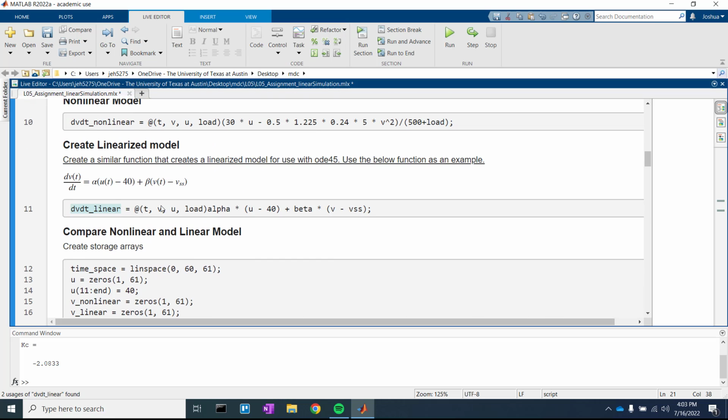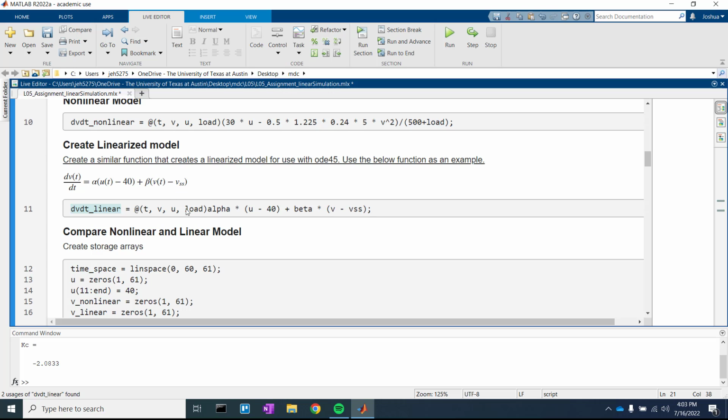dvdt linear. Oh, here we go, dvdt linear. I skipped over it. My bad. I saw this up here and thought we'd already talked about this. Point is this. We have our function. It's multiplied by alpha, that derivative that we calculated, times the delta u, which is u at some time minus 40, plus beta, which is the derivative with respect to velocity, times the delta v, which is the velocity minus the velocity at steady state.